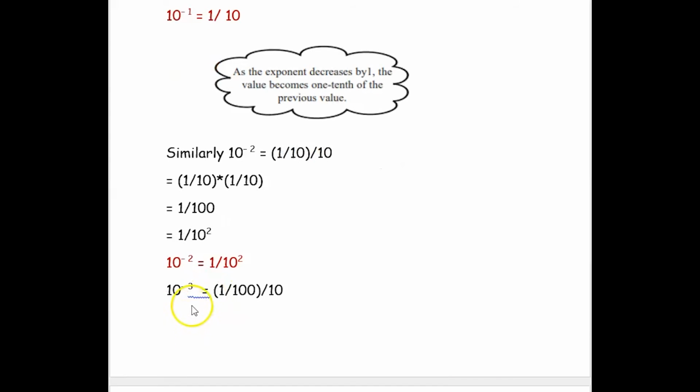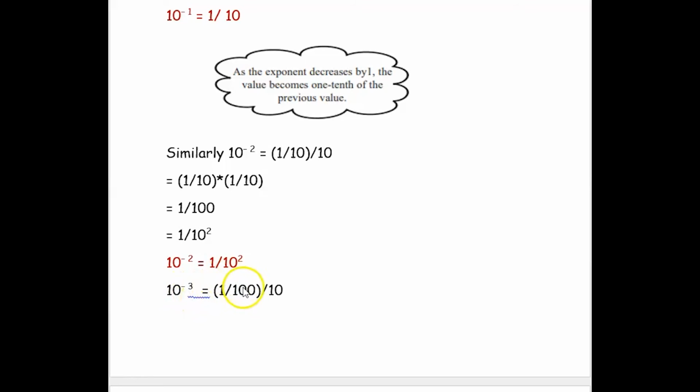Similarly, we can find 10 raised to the power of -3. Now we know that 10 raised to the power -2 is 1 divided by 100, or 1 divided by 10 raised to the power 2. Now we are reducing the power by 1 because we are adding -1, so we are reducing the power by 1.